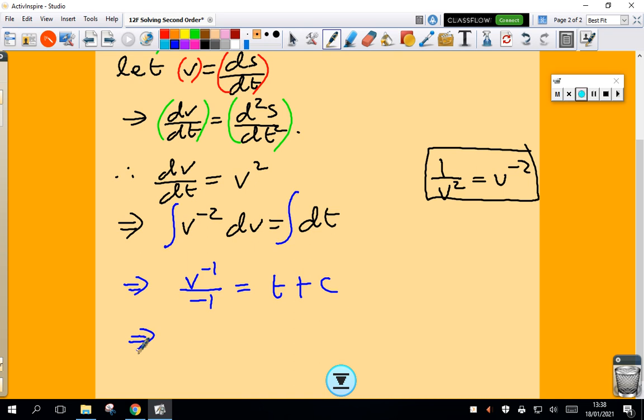Solving here, v to the power of negative 1 just means 1 over v. And if I divide 1 over v by negative 1, I just get negative 1 over v. So on the left-hand side, I'm getting negative 1 over v, and that's equal to t plus c, the constant of integration. Okay? So negative 1 over v is equal to t plus c.